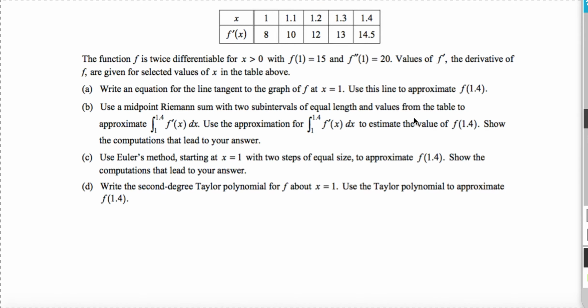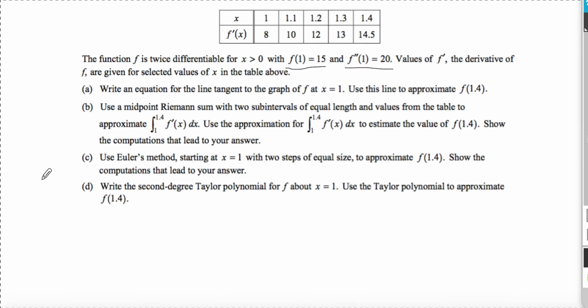So we have a function. It is twice differentiable for x is greater than 0. We know f of 1 is 15. Probably should make a note of that. That probably sounds like it'll be important somewhere along the way. f of 1 is 15, and f double prime of 1 is 20. We have that information. Values of f prime, the derivative, are given up here for selected values of x.